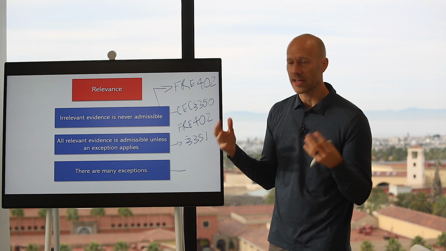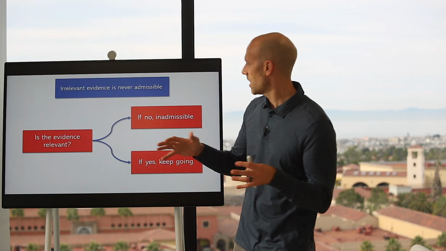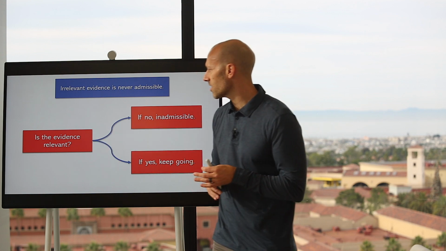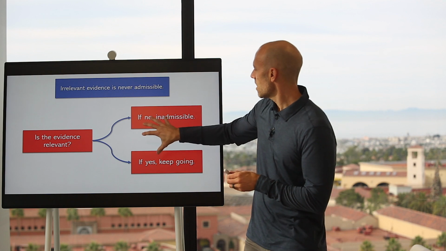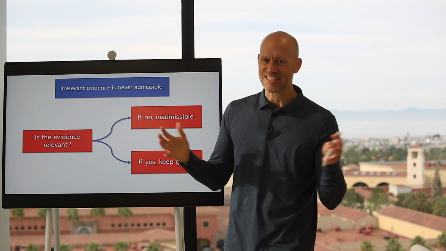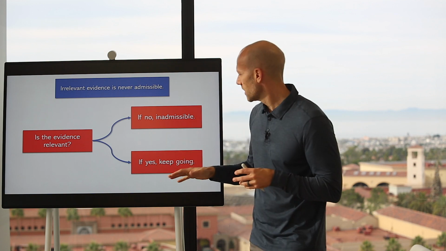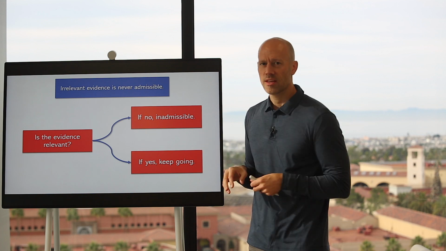Then how do we apply it? And here we look at how we're going to first approach these issues. Again, the first question we're going to ask ourselves is, is the evidence relevant? Because as we saw in our working rule, if the answer is no, the analysis ends. The evidence is not admissible. If the answer is yes, we then keep going. And so how do we answer this question?